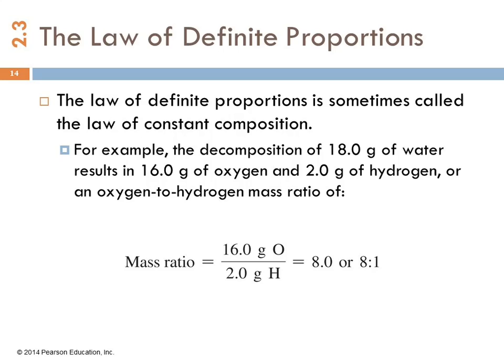Because the composition of water is always the same, because it's composed of individual atoms. And the atoms combine in this same ratio. 2 hydrogen atoms to 1 oxygen atom. And so then the mass ratios are always the same.